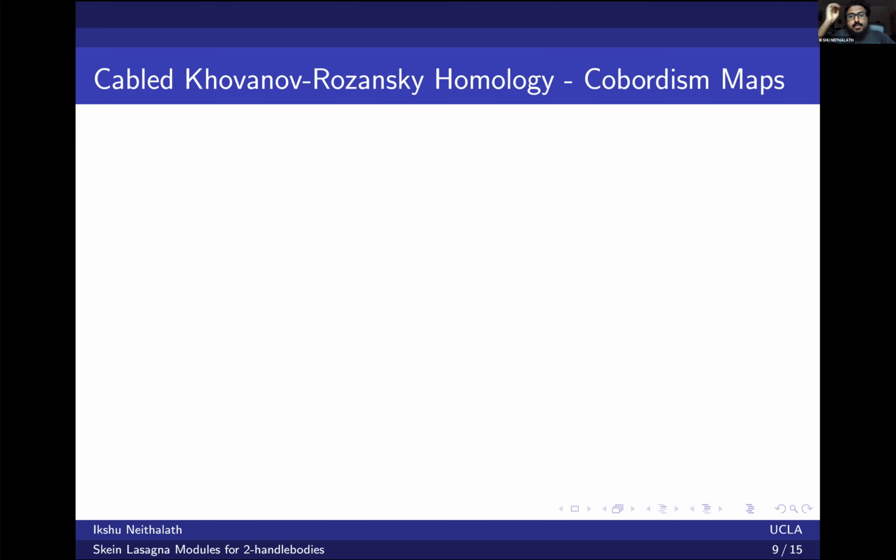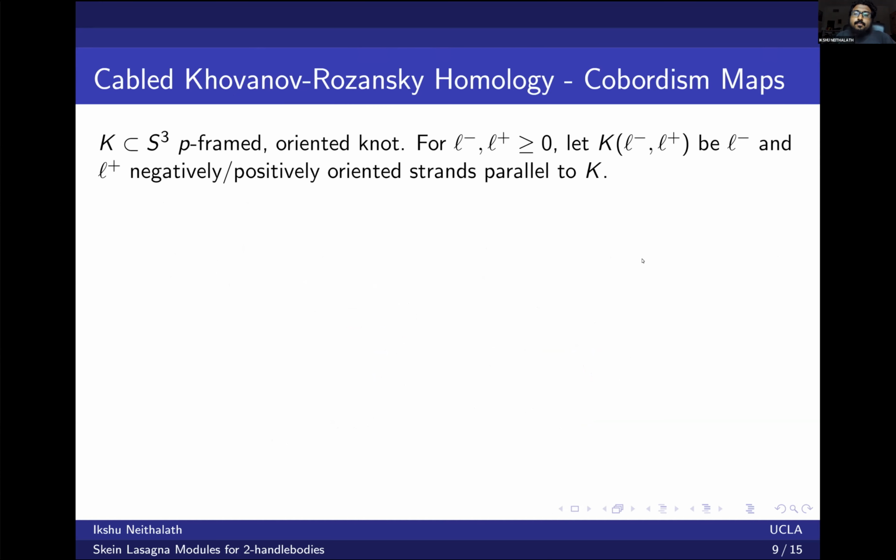So the cabled Khovanov-Rozansky homology, as I mentioned, is going to be a direct sum of Khovanov-Rozansky homologies of some infinite family of cables on a link, and then we're going to mod out by certain relations. The first set of relations are going to come from specific cobordisms between those cables, so that's what I want to talk about first. This is something we can associate to any framed oriented link, but for simplicity from now on, let's just take a knot. So its framing is determined by some integer p.